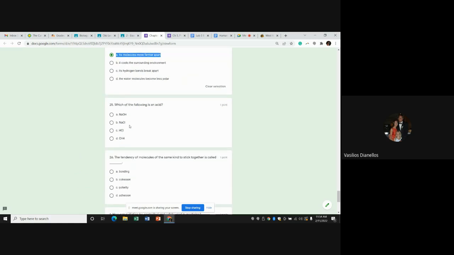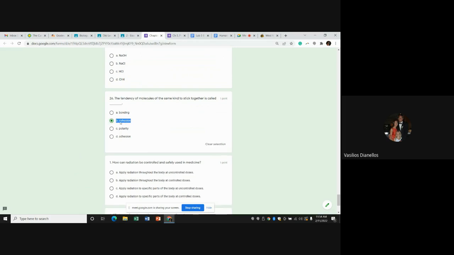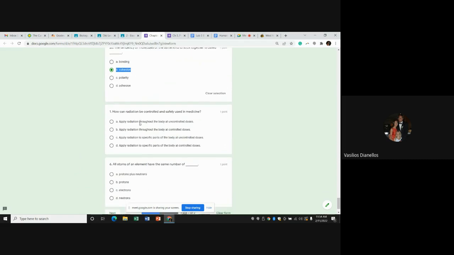Which of the following is an acid? Didn't talk about that. Won't be on the exam. The tendency of molecules of the same kind to stick together. I might ask you this. The answer is cohesion. Co being the giveaway there because it's the same. Adhesion would be different. Like, if you get super glue stuck to your fingers, that would be adhesion because those are different things. How can radiation be in it? That won't be on there.